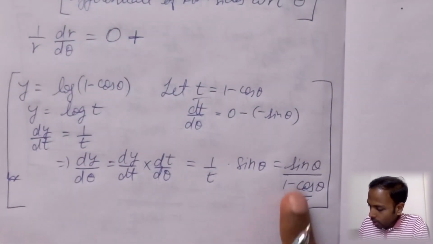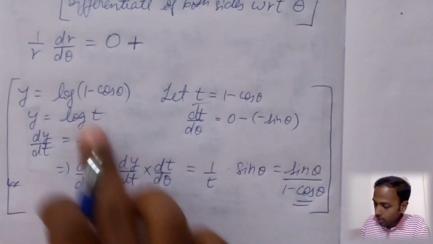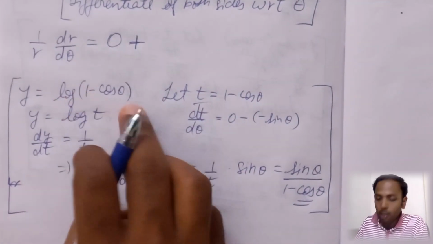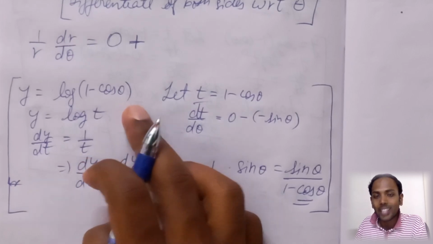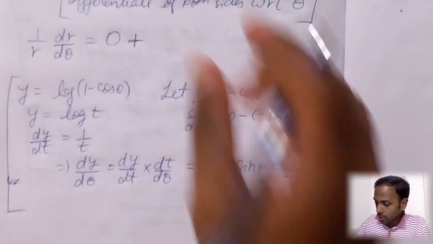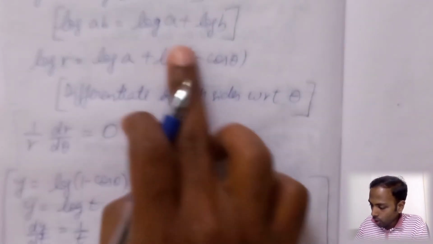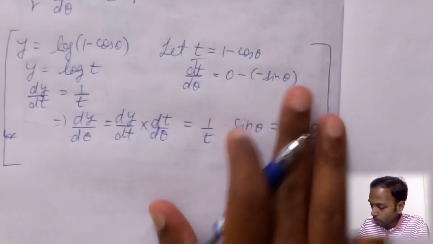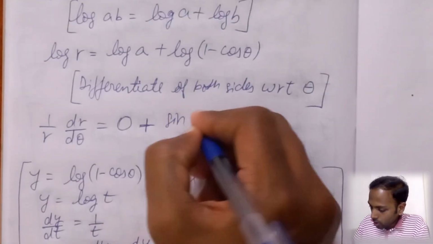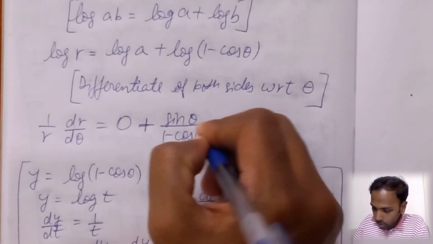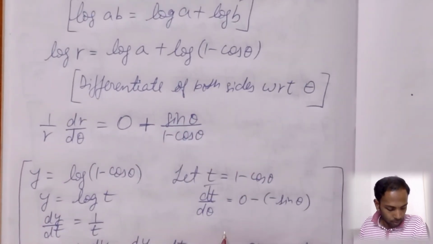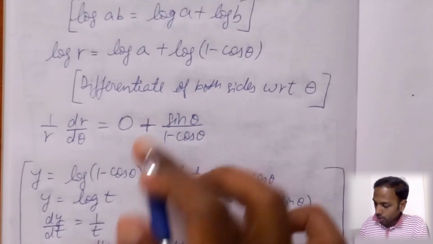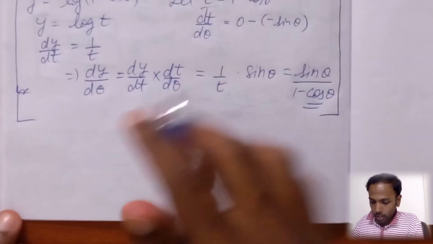Sine theta by 1 minus cos theta is nothing but the differentiation of log of 1 minus cos theta with respect to theta. So let's put this here. So differentiation of log of this one is sine theta by 1 minus cos theta. Okay. Now let us continue from there.